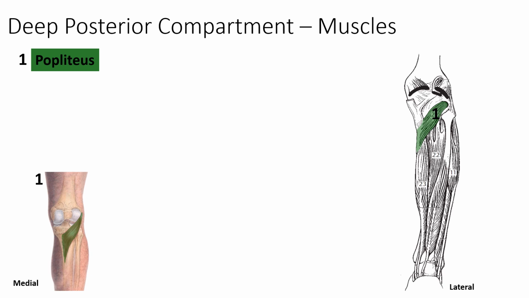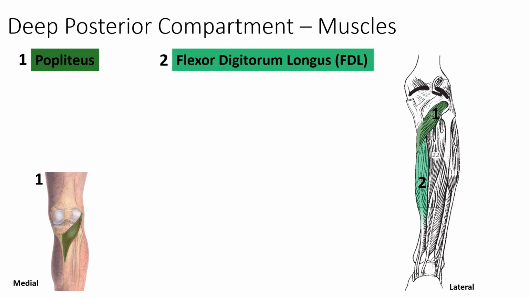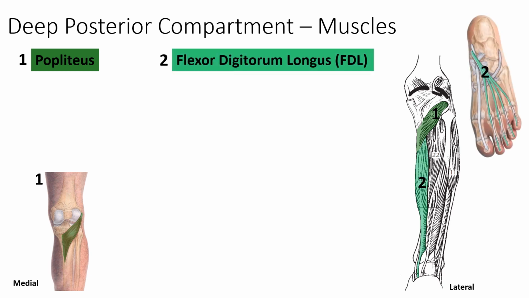Our next muscle we're going to talk about is our flexor digitorum longus muscle. And we're going to also look on the sole of the foot, and we can see the tendons wrap around and extend to the distal phalanxes of the toe.